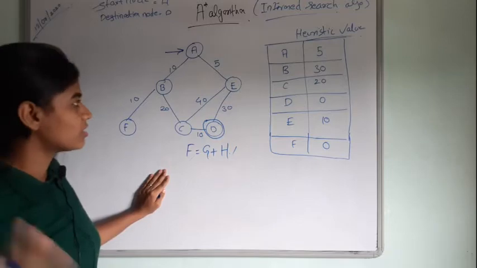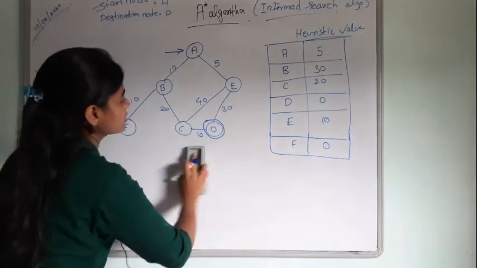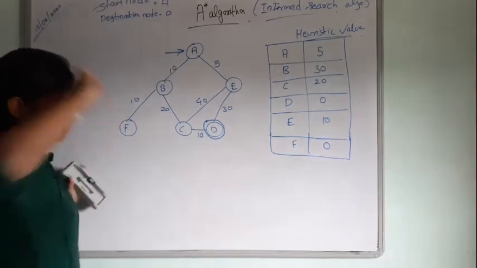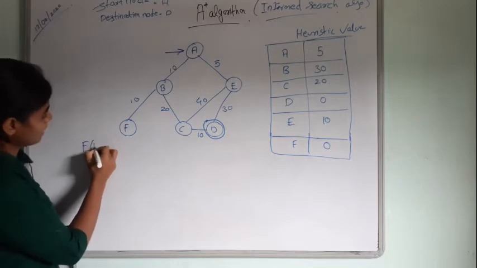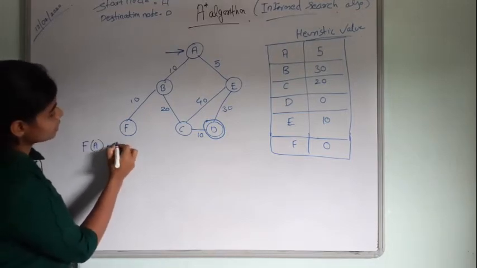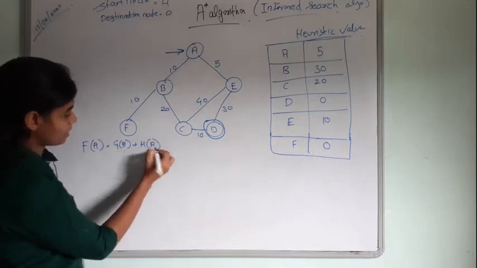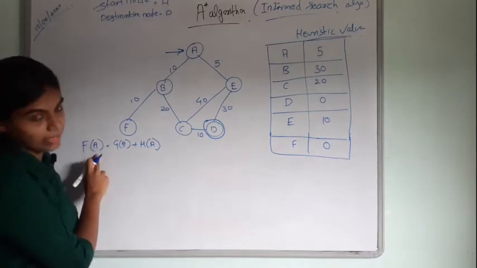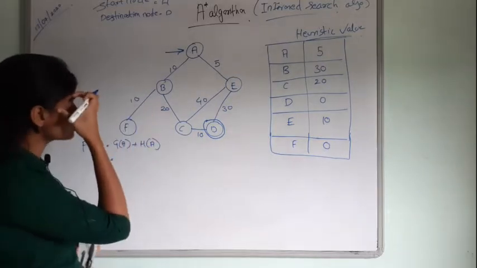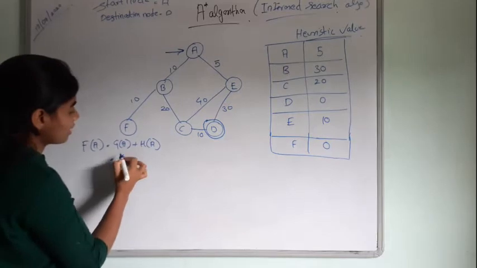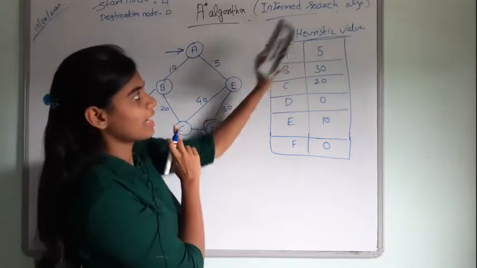Now I'm going to teach you one example so that you can understand it clearly and quickly. So here comes F of A is equal to G of A plus H of A. Here I am taking the start node as A. Now the G value of A is 0, because the initial cost at A is 0, but the heuristic value of A is given here as 5.